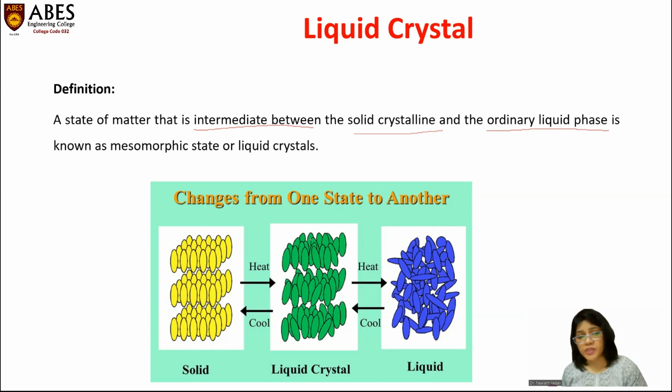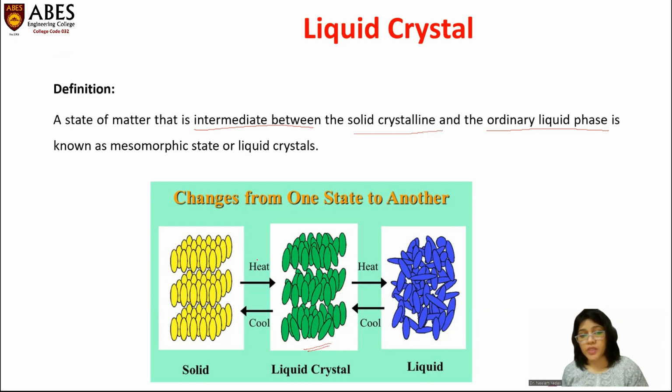Now, the intermediate state between this solid and liquid, which was observed while studying the cholesterol benzoate, is called liquid crystal. When we are talking about liquid crystals, then we are majorly concerned about the positional order of the molecules and the orientational order.